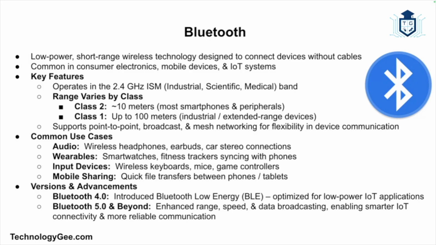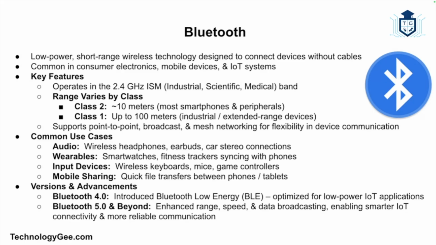So, Bluetooth, this is a low power, short range wireless technology that's primarily used for connecting peripherals. And its key features are it operates in the 2.4 gigahertz frequency band. Its range can vary from 10 meters, which makes it a class 2, all the way up to 100 meters, which makes it a class 1 Bluetooth. And it supports both point to point and mesh networking. And its common use cases are it supports wireless headphones and earbuds, smartwatches and fitness trackers, wireless keyboards and mice, and file sharing between mobile devices.